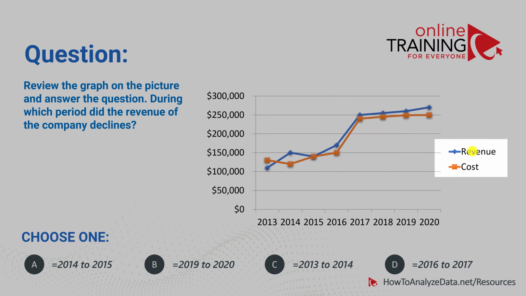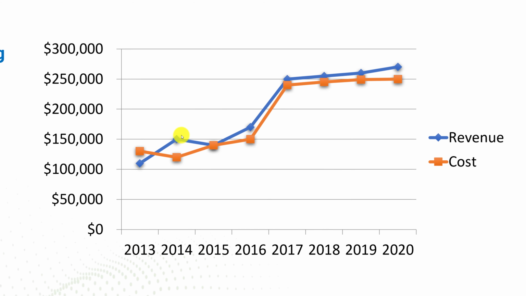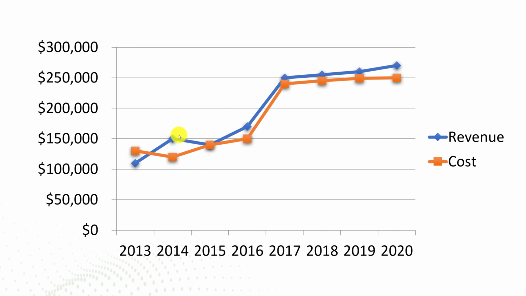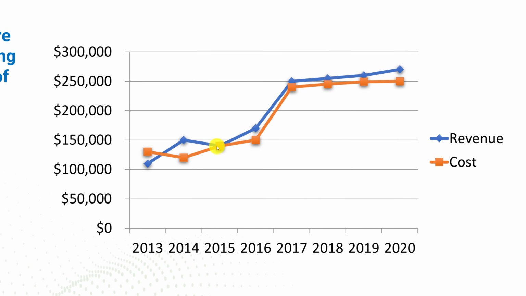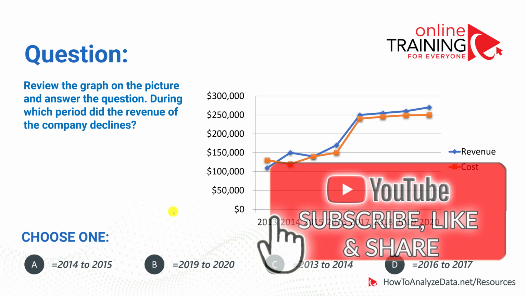To answer this question correctly, you need to differentiate between revenue and the cost. Because revenue is represented by blue line, you have to follow the blue line to answer the question in which period revenue declines. If you follow the line, you see that for all the years, with the exception of period of 2014 to 2015, right here, the line goes up. And only for the period 2014 to 2015, revenue declines. So that is the correct choice and that is the correct answer.